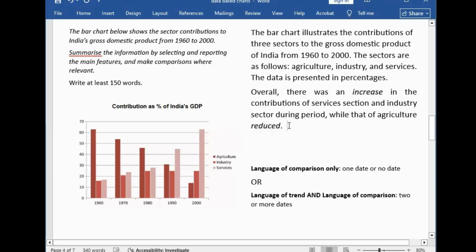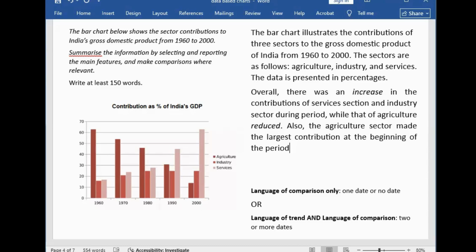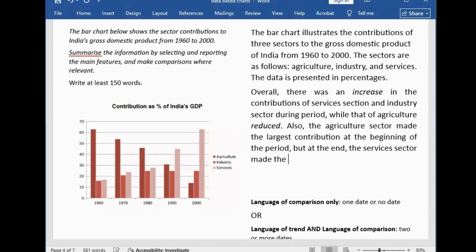Now, let me write a sentence that represents language of comparison. Also, the agriculture sector made the largest contribution at the beginning of the period. But at the end, the services sector made the largest contribution.